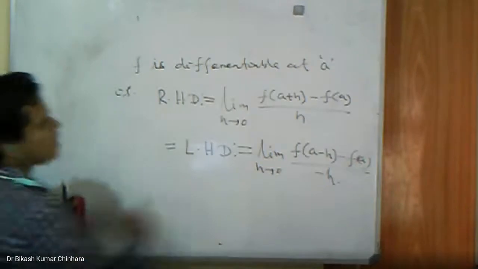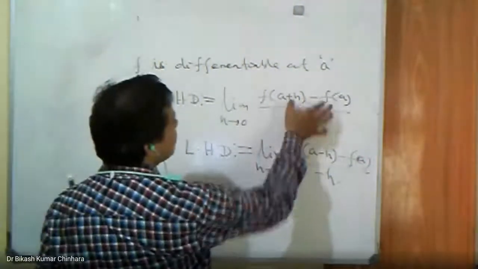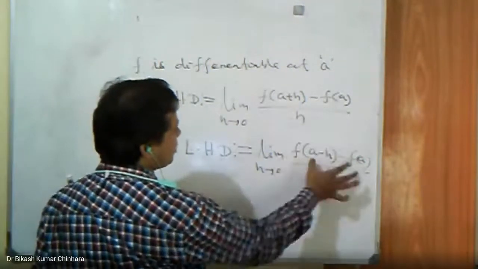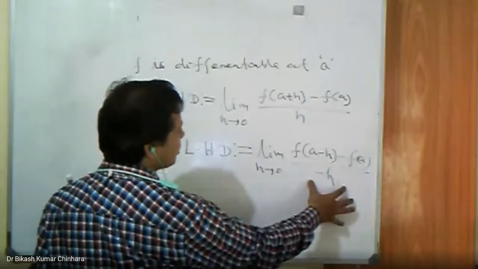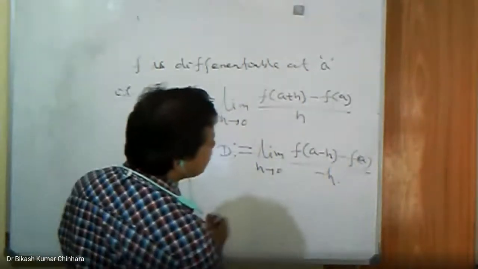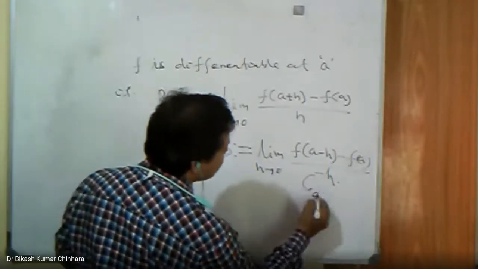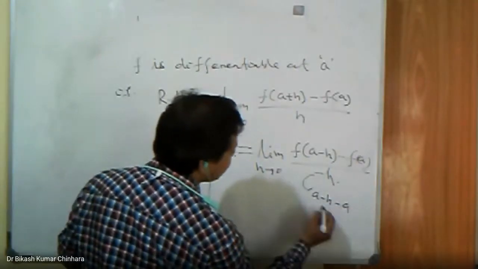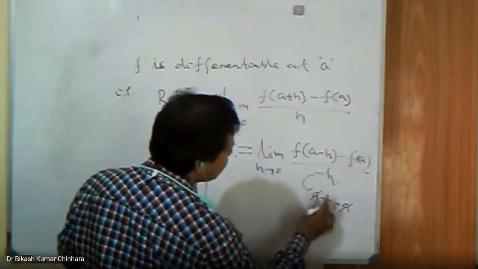So are you understanding? Change in y coordinate by change in x coordinate. So why is it so? What is your minus h? You are writing it like this: a minus h minus a. So a gets cancelled, so you are left with minus h.